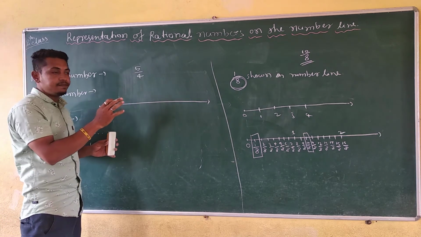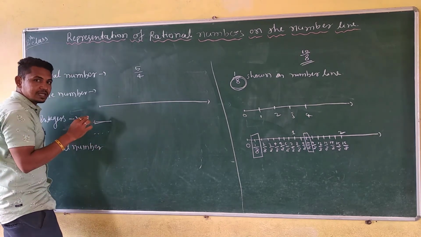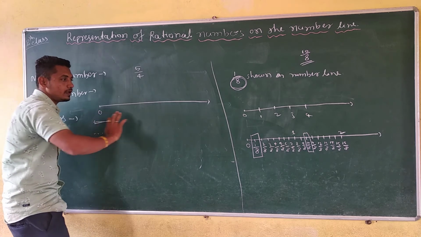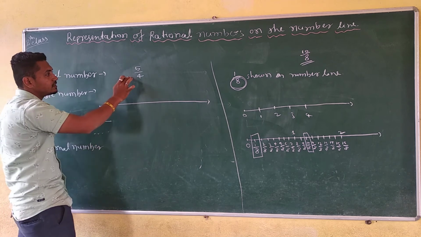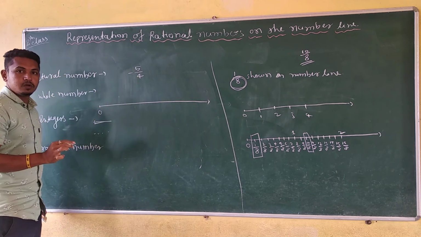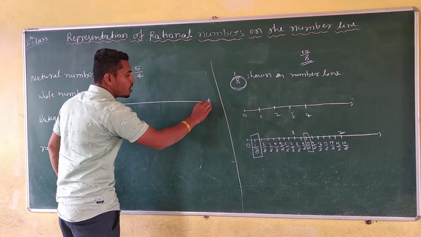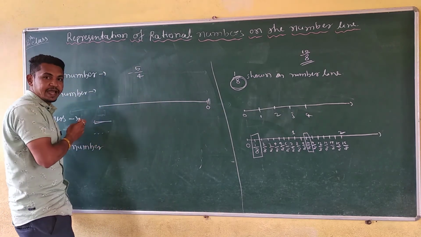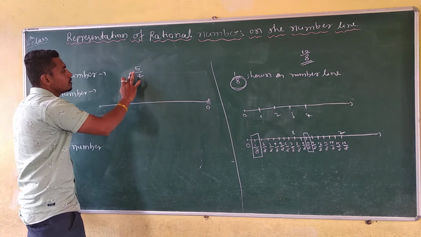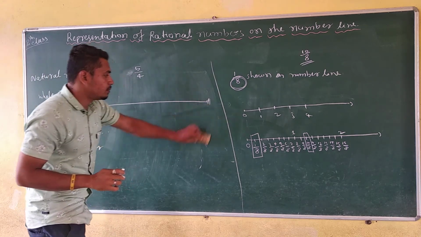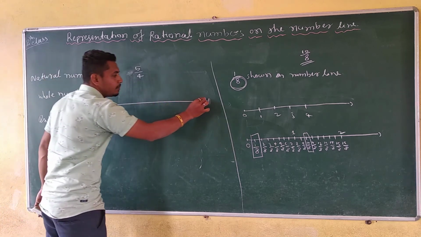Another point here: if the rational number is positive, you start from 0 to the right hand side. If the rational number is negative, you start from 0 to the left hand side. Okay, this is the left hand side, this is the right hand side. So now this is a positive rational number, so I start from 0 to the right hand side on the number line.